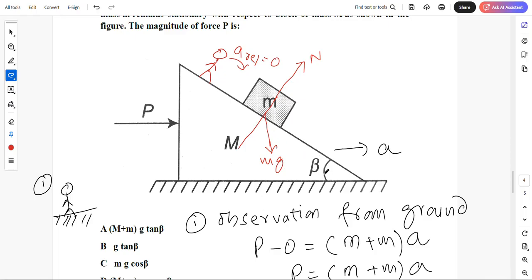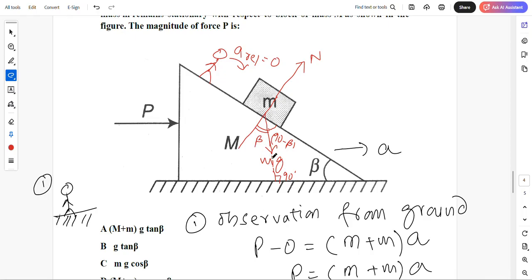Now if this is beta, this will be how much? This is 90 degree. This will be how much? 90 minus beta. This whole thing is 90 degree. This will be how much? Then beta itself. This will be beta.